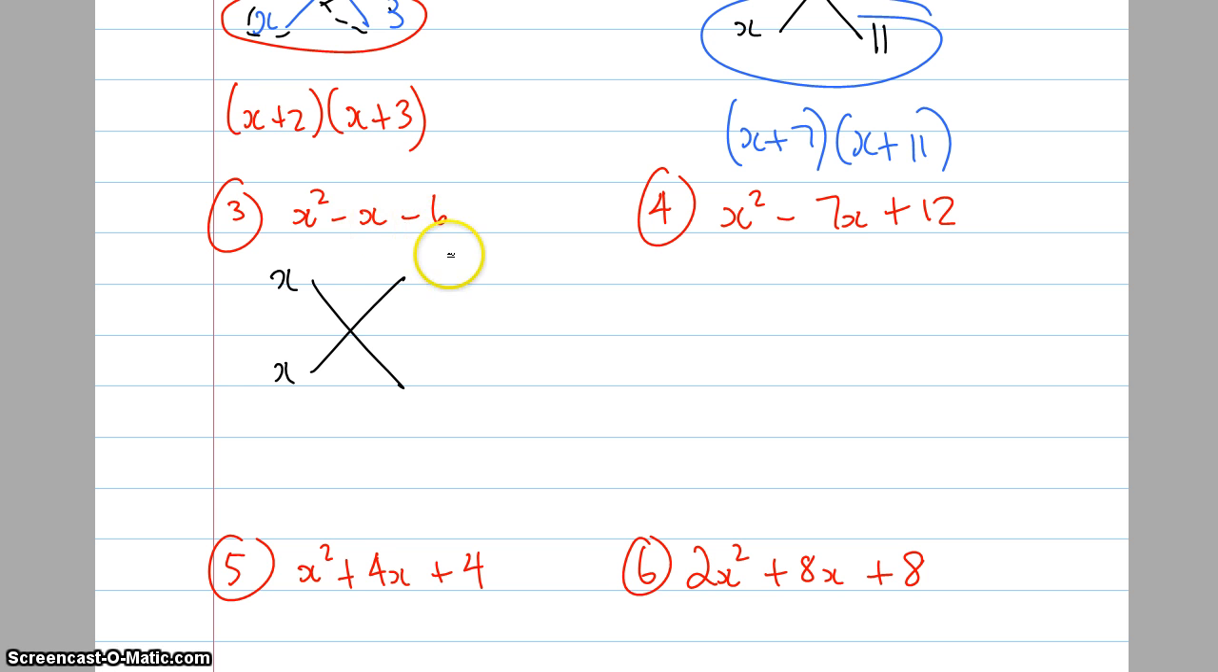I'm gonna think about this, and I'm gonna say, well, I'm gonna try negative 2 and positive 3 to see what I get. 3 times x is 3x. x times negative 2 is negative 2x. Add those two together. Oh, I get positive x.